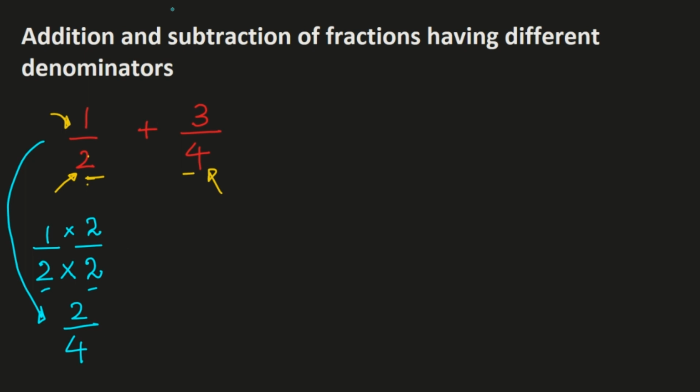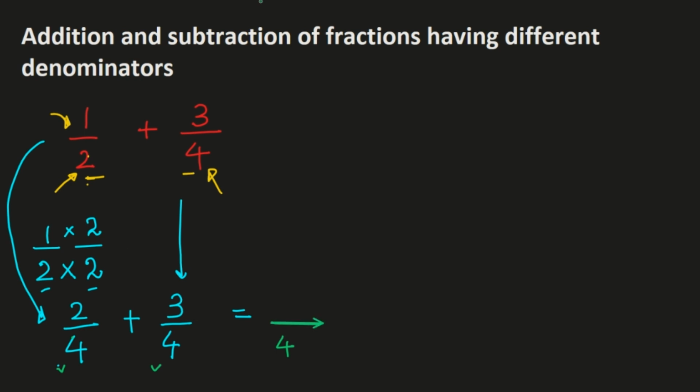Now you can simply write this plus sign as it is and write this 3 upon 4 as it is. You are just writing here like this. Now what happens? The denominators are the same in this case. So in such cases, the answer's denominator is also the same. The denominator of these two fractions is 4, and its answer's denominator as well, it's 4.